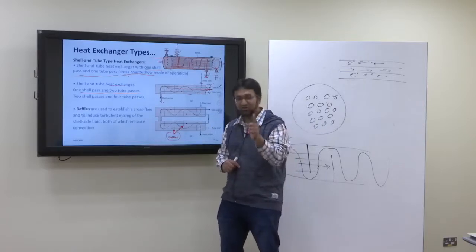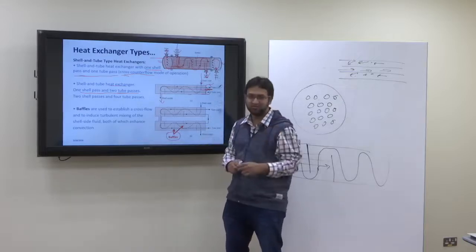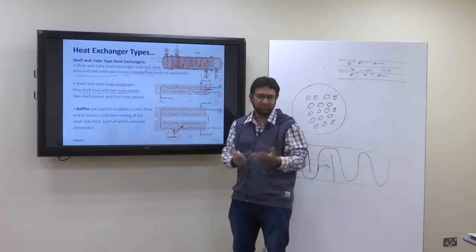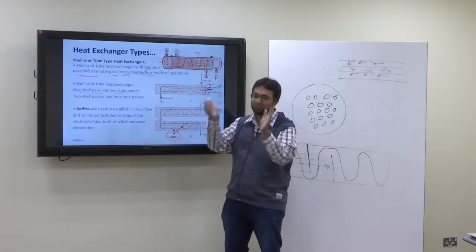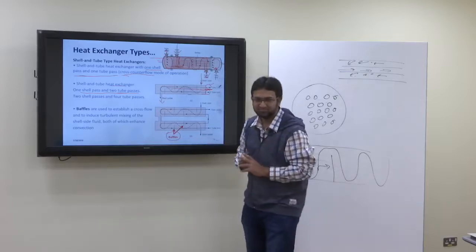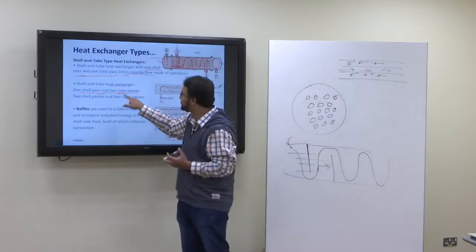If it is one pass shell, one pass tube, then you have to tell whether it is counter or parallel. Otherwise, you don't need to tell. Both will be there in any case. So this is a shell and tube heat exchanger, one shell pass, two tube passes.